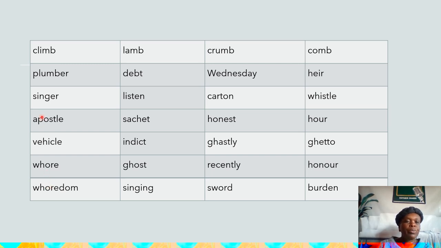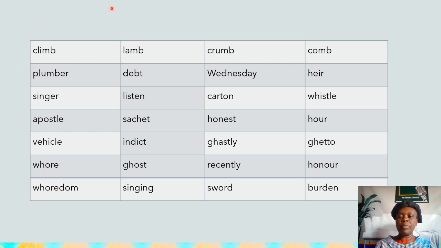Whoredom. All right, so the W is silent. We have "haw". We have ghost, the G is silent. We have recently, the E here is silent. We have honor, the H is silent. Now we have whoredom, the W is silent.